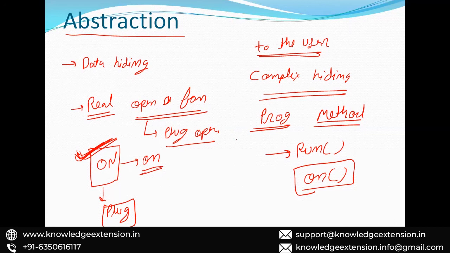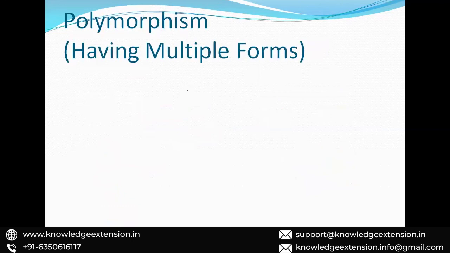Understood? So that is called abstraction. That means only essential features are shown to the user and all the other features are hidden. Understood? Okay. Next is polymorphism.